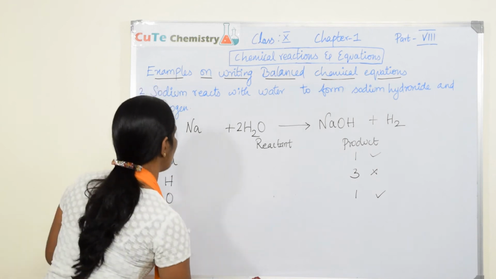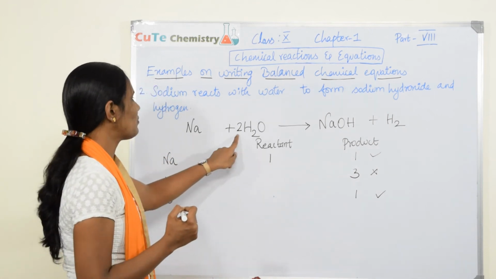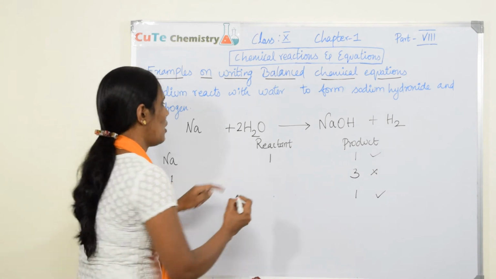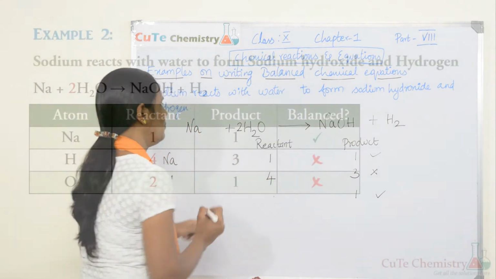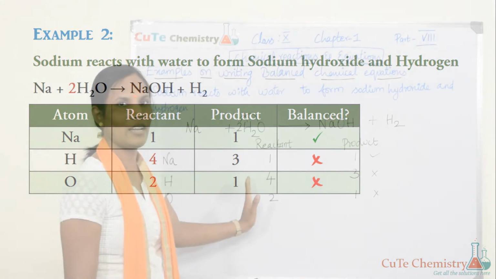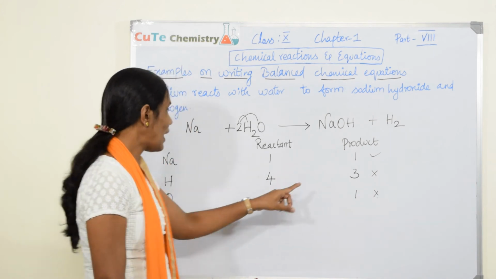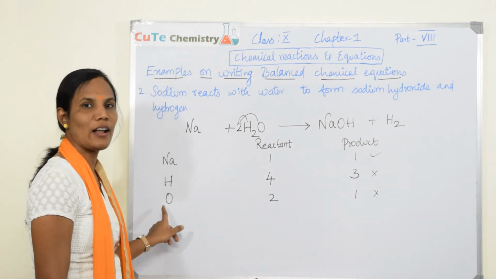Now sodium remains the same, only one atom. Hydrogen, after multiplying it with 2, now we have 4 hydrogen atoms. And oxygen also, now it is 2. So this 2 is common for both hydrogen and oxygen, so 2 oxygen atoms. Now the deficiency is at the product side. After multiplying with 2, the number of atoms on the reactant side has increased, so there is a deficiency on the product side, for hydrogen and oxygen atoms.